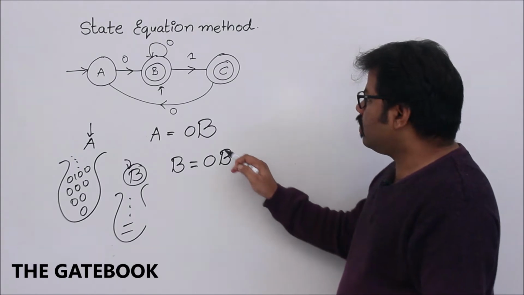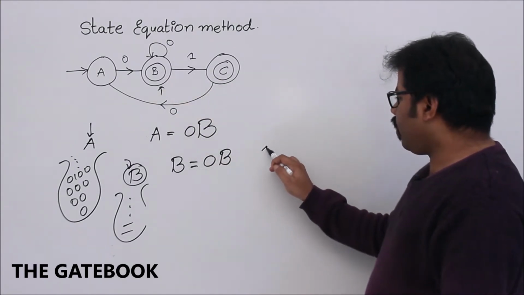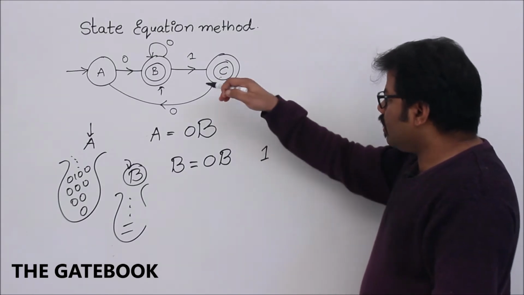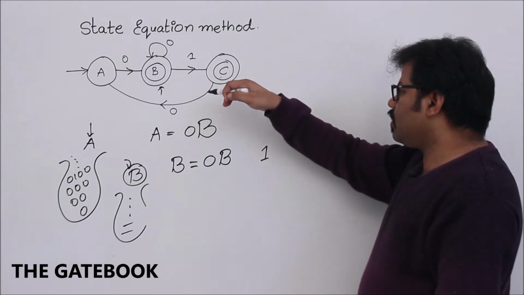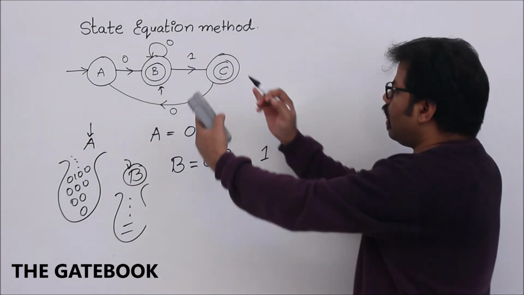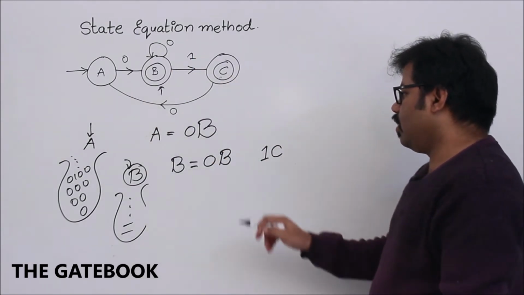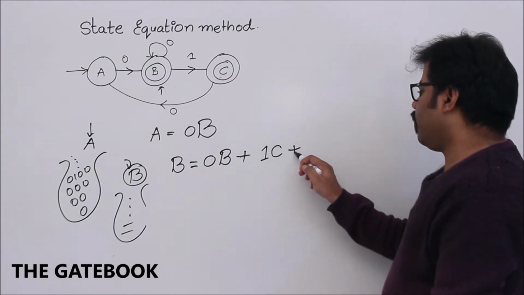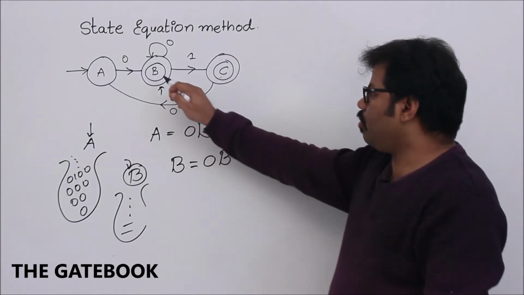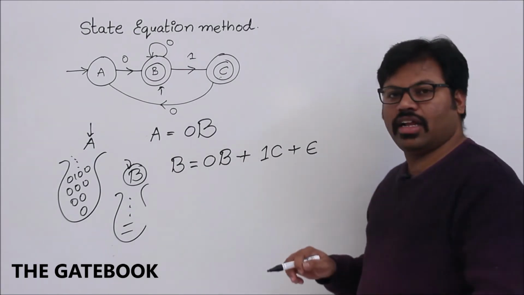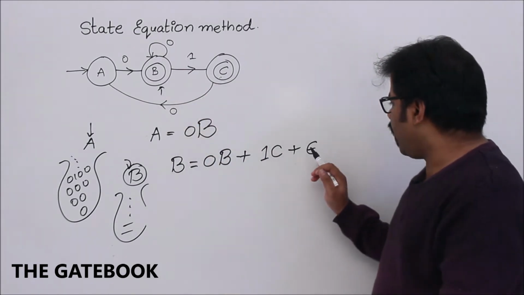Now, anything else? If you take 1, then this time you will come here, then take one of the strings in C, because the definition of C is nothing but the collection of strings which eventually lead you to final when you start at C. That's why 1C. So 0B plus 1C is the answer. Plus there is one more thing we have forgotten: when you are at B, you are already at final. Then by taking nothing, or the epsilon string, you will also go to final, right? That's why we have to add this.